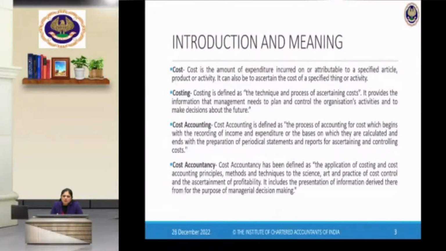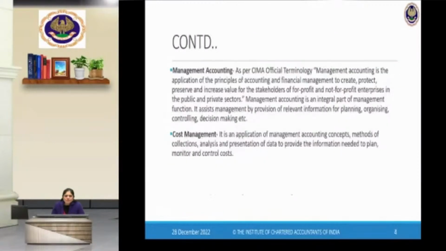So cost accountancy is basically where we apply all the methods and techniques and present how the information has to be presented. It's derived from the purpose of managerial decision making. So those are the four concepts: cost, costing, cost accounting, and cost accountancy. All right, let's move to the next slide.